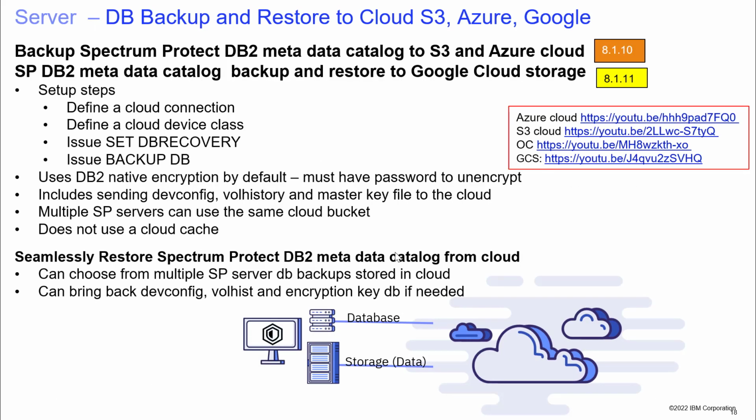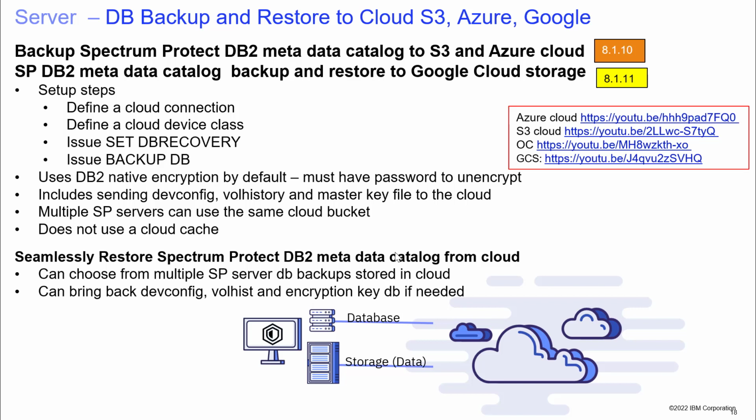Another place that you can utilize encryption is with the Spectrum Protect DB2 backup. Remember, our DB2 is our metadata catalog, and DB2 actually has native encryption built in, and it does require a password to unencrypt that DB2 backup. But we do allow you to use that DB2 encryption when you're doing your Spectrum Protect database backup.